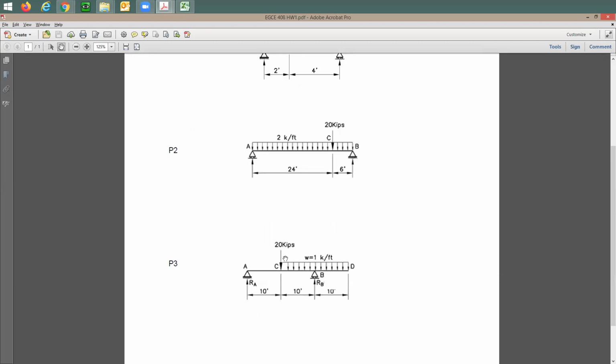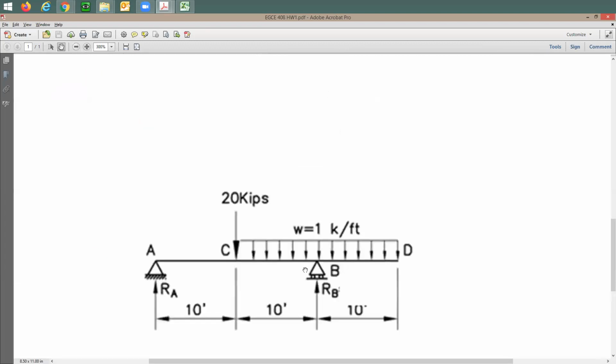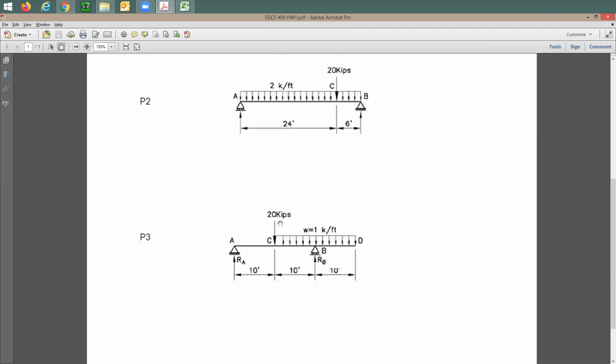The third problem is going to be a simply supported beam with an overhang. This is what you call a cantilever or an overhang. And as you see here, you have a point load and then you have a uniform load, but not for the entire beam. This is going to be for half of the beam span. So from here to here, from A to B, we call this the span. The span means the distance from a support to a support, right? So the span here is going to be 30 feet.